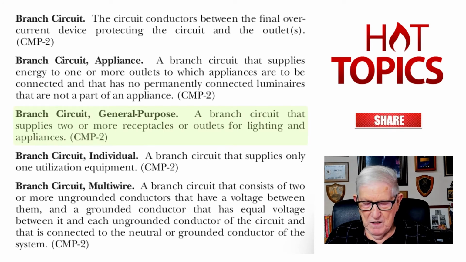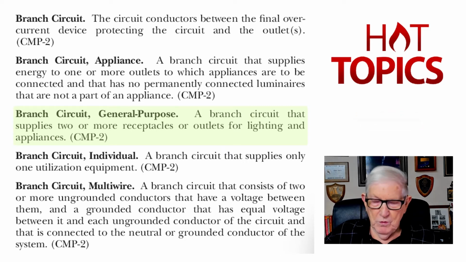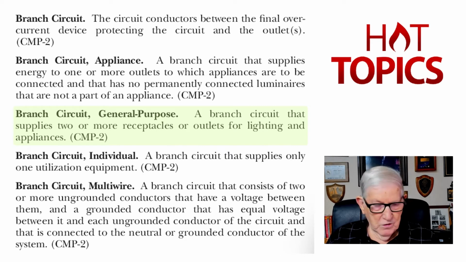Now, we review that, and then I like to go over to page 33, just so that we're on the same page. Go over to page 33 of your code book if you want to. And on page 33, we want to look at a general purpose branch circuit. It's on the left-hand side of your page 33, and down a little over halfway. And we have branch circuit, general purpose: a branch circuit that supplies two or more receptacles or outlets for lighting and appliances.